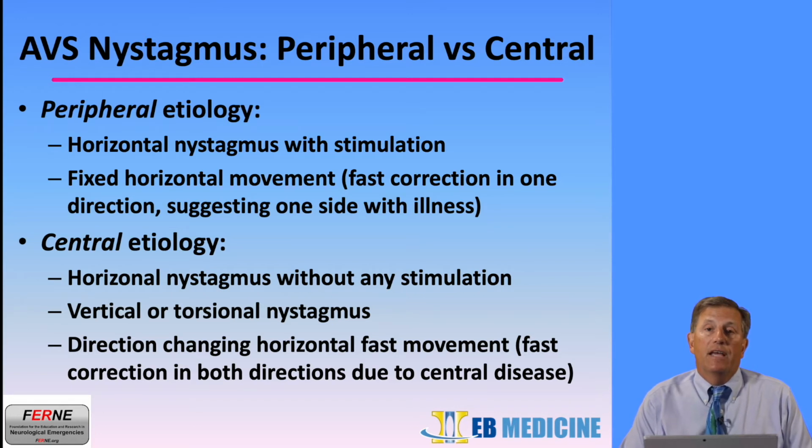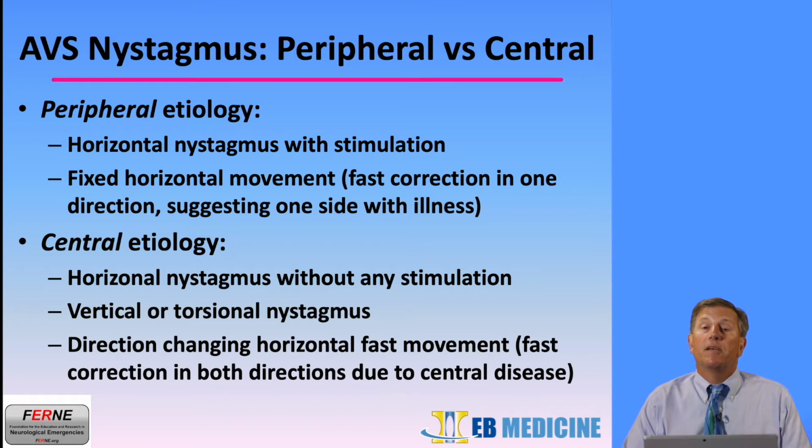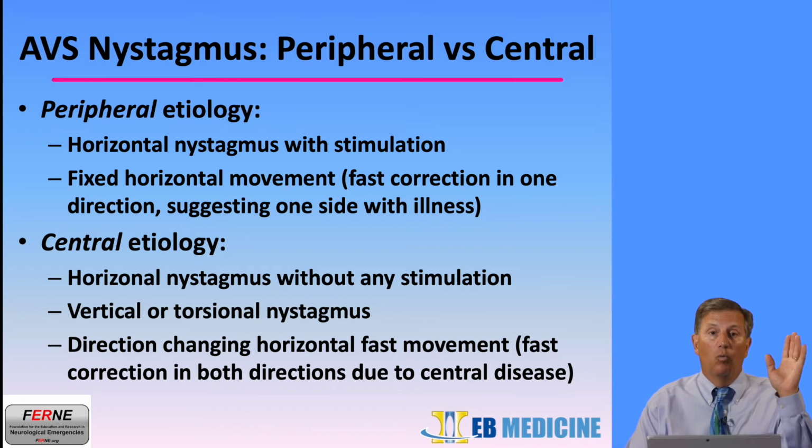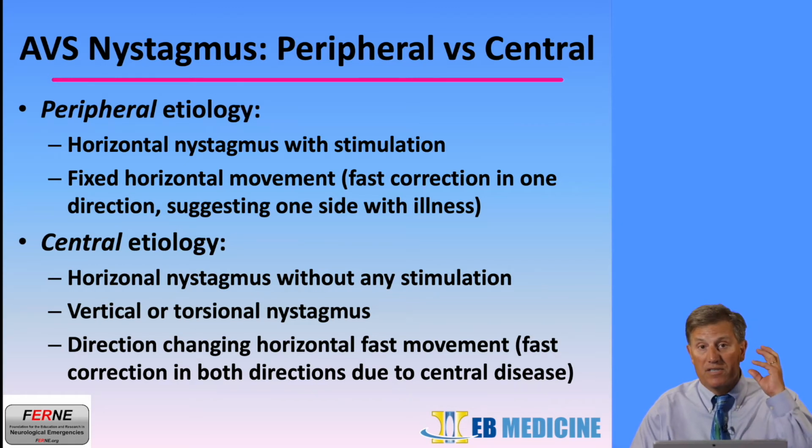We're now going to look at the 5 different exam findings and distinguish those findings which suggest a peripheral versus a central etiology. So, acute vestibular syndrome, remember all the abnormal nystagmus findings are of concern in acute vestibular syndrome, even though they might occur in BPPV, which is peripheral. So let's stick to the acute vestibular syndrome nystagmus. What are things that would suggest a peripheral etiology? Horizontal nystagmus with stimulation and a fixed horizontal movement, only fast to one side, regardless of whether gaze goes to one side or the other. So peripheral is considered as the possible etiology when it's horizontal nystagmus with stimulation and a fixed horizontal fast movement. That is, fast correction in one direction, suggesting one peripheral side with illness.